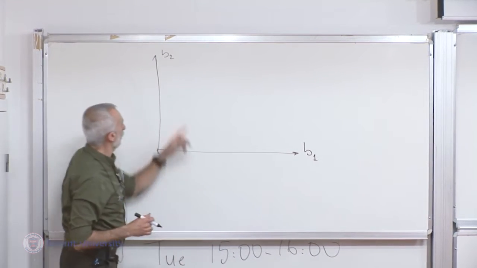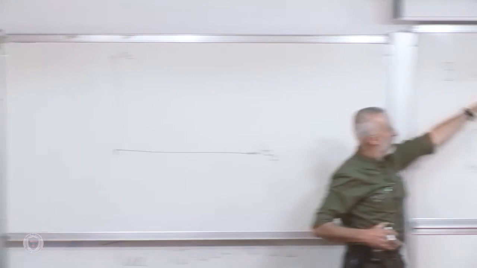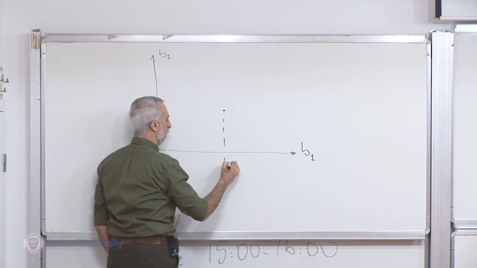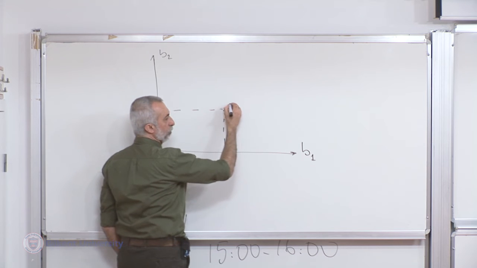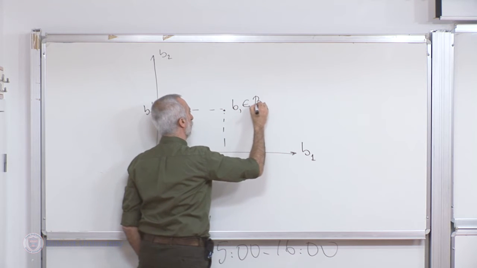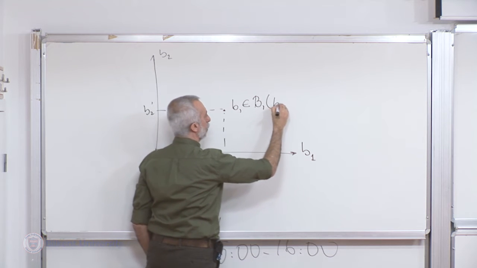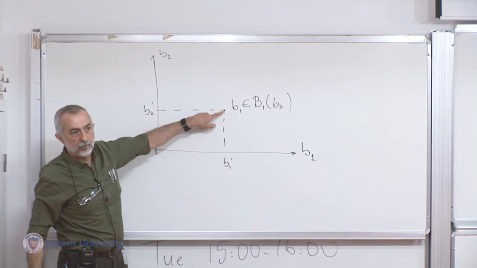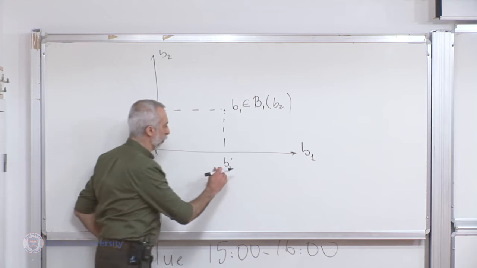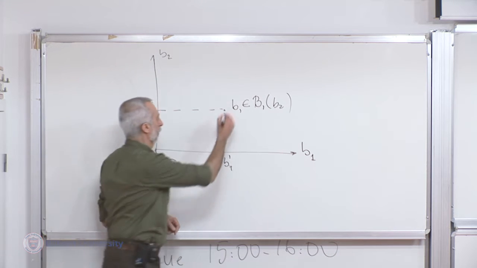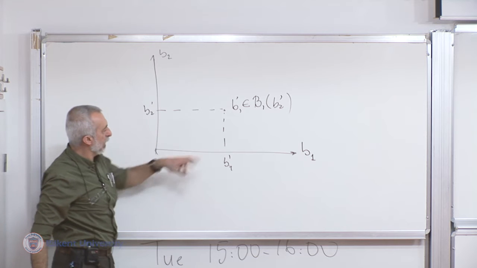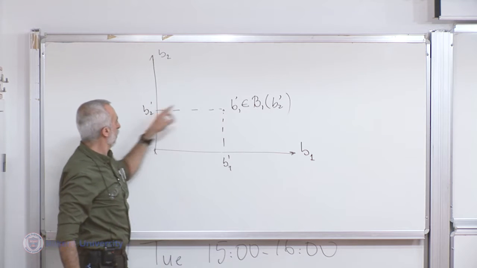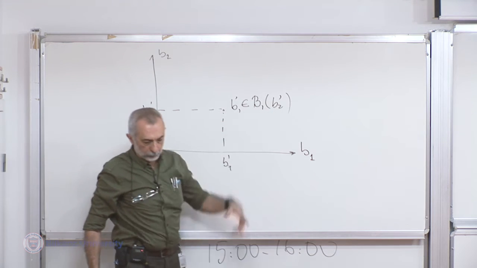But to start with, let's take it simple. Let's assume that there's only one other agent. So B minus 1 is equal to B2. The way I'm going to do it is, if I mark a point here, B1 prime, B2 prime, this means that B1 prime is an element of the best response of agent 1 to B2. We will interpret the horizontal component of that point, B1 prime, as an element of the best response of agent 1 to the vertical component, which is B2 prime.